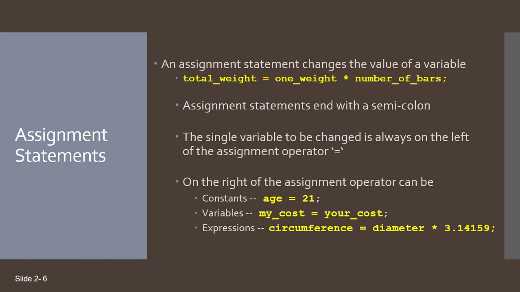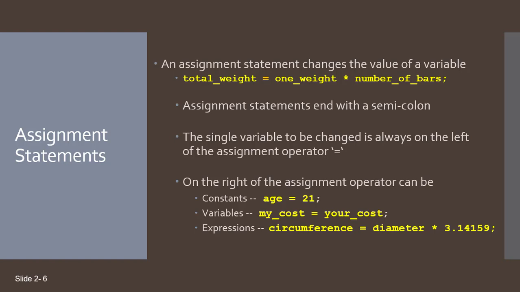Assignment operators have to have one thing on the left. You can't flip these around. It doesn't make any sense for the computer. So it figures out what's going on the right, comes up with a number, and then it stores it in the location on the left.